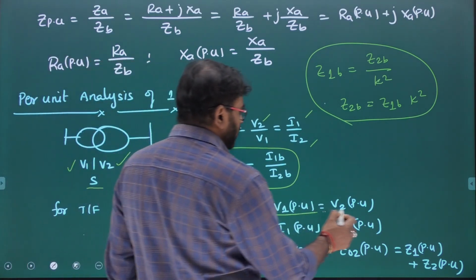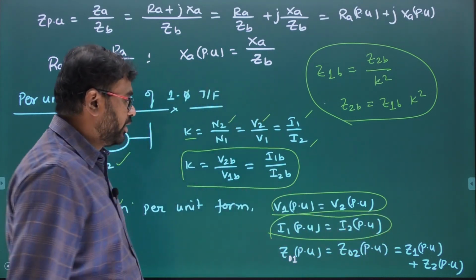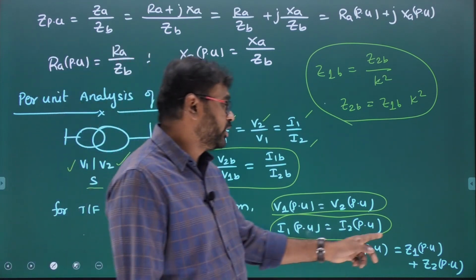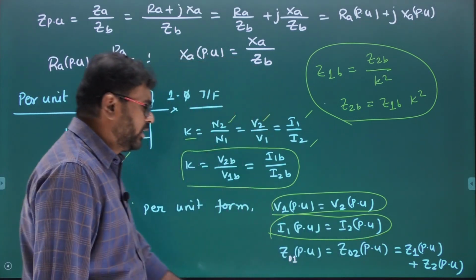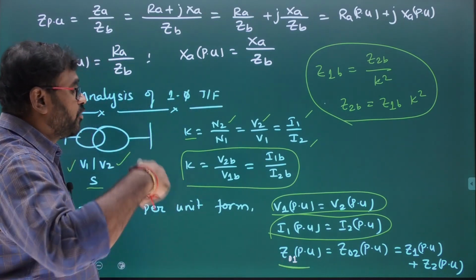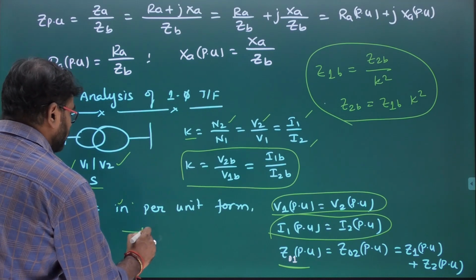So for a transformer in per unit form, I'm not going to prove this, V1 per unit equal to V2 per unit, I1 per unit equal to I2 per unit, and Z01 per unit equal to Z02 per unit, which is equal to Z1 per unit plus Z2 per unit. Now careful here, sir. Z01 means it is the impedance referred to primary. So I can write like this in actual form.